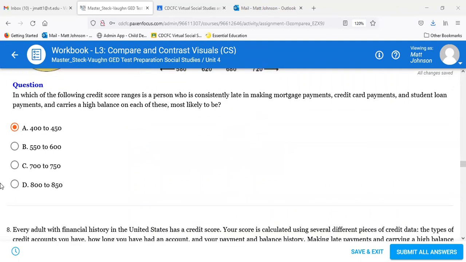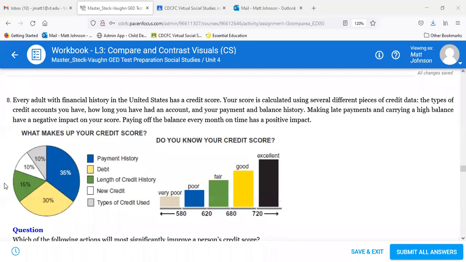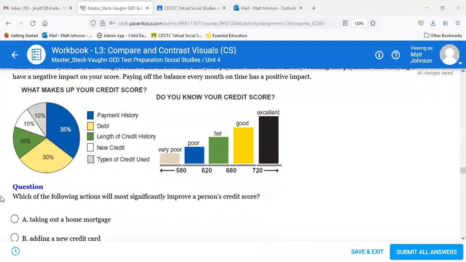I'm thinking my credit score is probably about 50 right now. Actually, my credit's okay. So 8, let's go with Etta. How about you take number 8 for us?